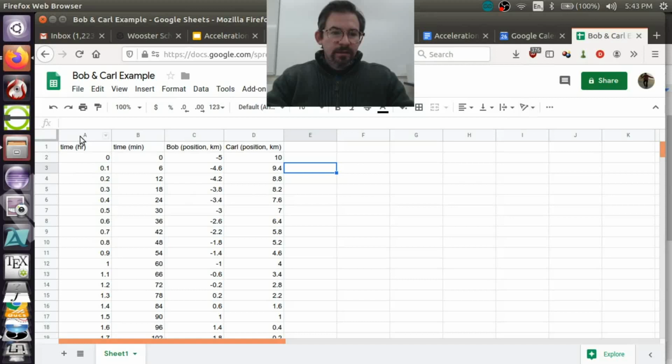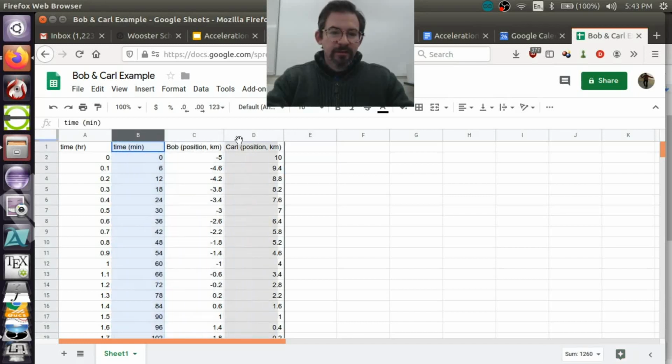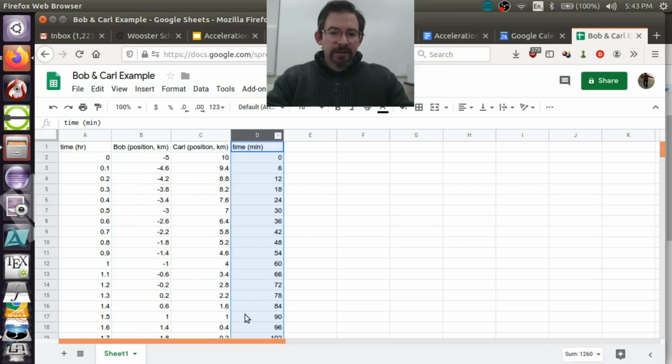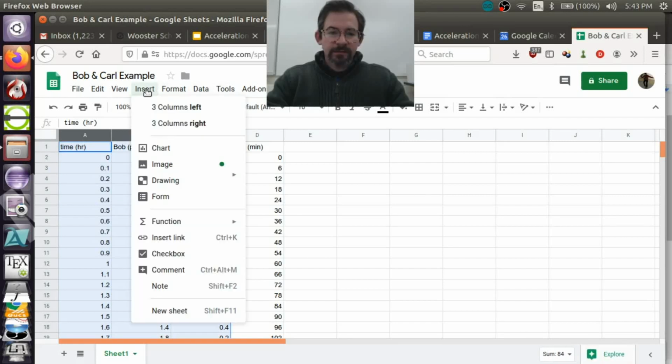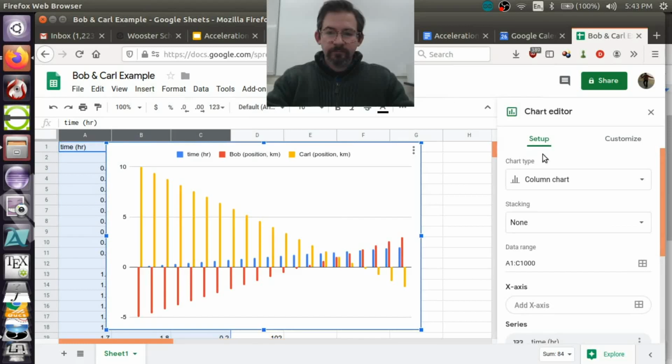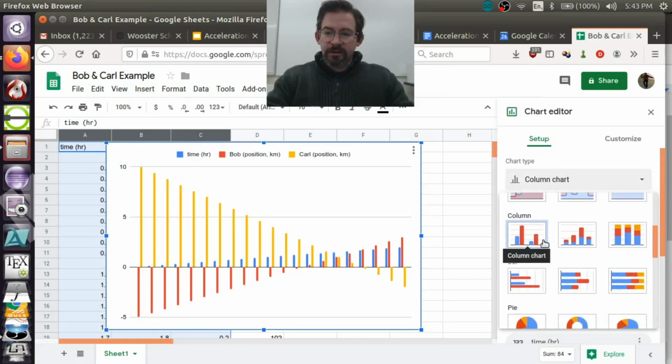So to insert the graph of these two positions versus time and to see where they intersect, I've noticed that the spreadsheet gets a little bit confusing to set up if the columns that we want to graph aren't next to each other, so I'm going to grab this column B and drag it out of the way, since I'm not really interested in the time in minutes right now, but in hours. So I'm going to graph these three columns. I click in the A, now I'm holding Shift and clicking in the C to highlight all three. Now let's insert a chart, not a column chart, but a scatter chart.